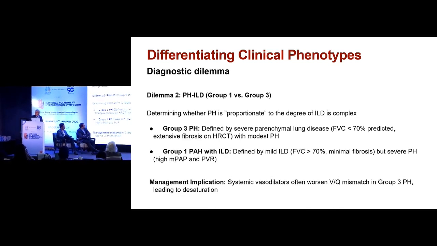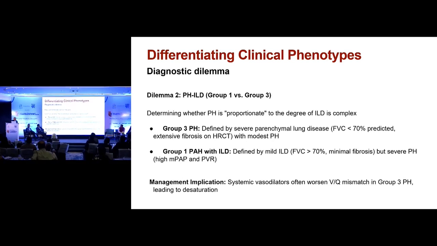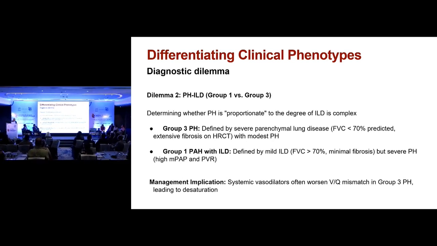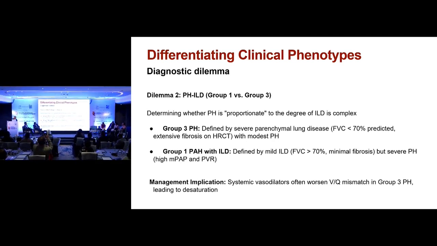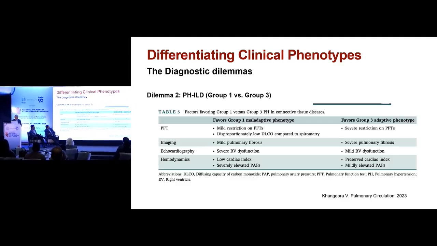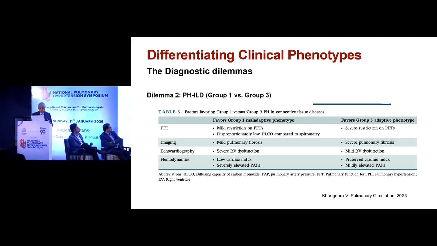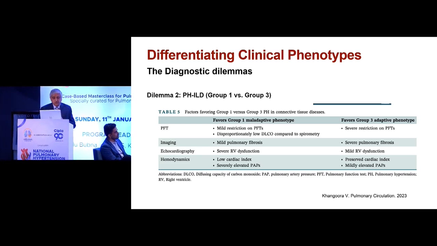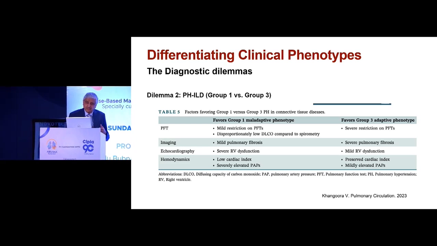Actually, I think here it's basically, like you said, looking at whether it's proportionate or disproportionate. Group 3 is basically defined as severe parenchymal disease with modest pulmonary arterial hypertension. In group 1, you have mild pulmonary parenchymal disease but out of proportion, severe pulmonary arterial hypertension. This is a big challenge that we see in day-to-day practice. There have been various criteria looked at. One is the lung function. If it's mild restriction with disproportionately low DLCO, as we saw in one patient, it goes more in favor of group 1. If there's a severe restrictive defect, it goes more in favor of ILD.